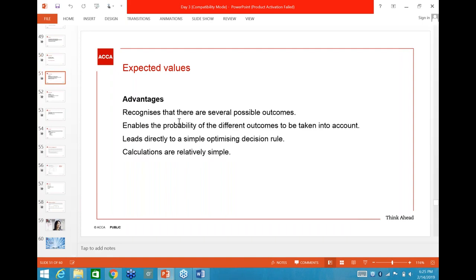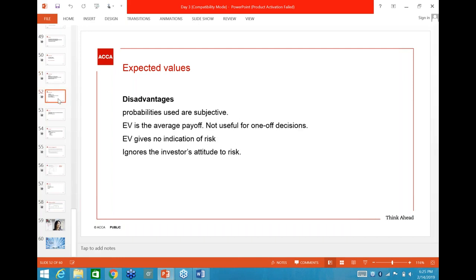Expected values have pluses: it recognizes that there are several possible outcomes, enables the probability of different outcomes to be taken into account, and leads directly to a simple optimizing decision rule. So multiply the x with the probability and total up. Based on that, you decide whether you are going ahead, yes or no. Calculations are simple. Negatives are there as well. Probabilities used are subjective. The expected value is the average payoff, not useful for one-off decisions.